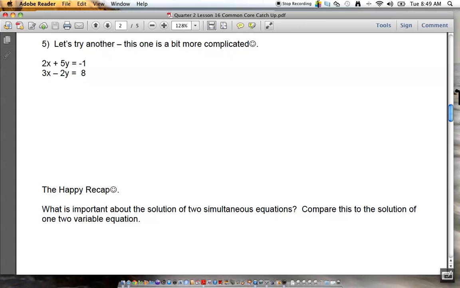No. What you're going to do is say to yourself, I need to get a common number of them. I need to get the same number, like it was a plus 1b and a minus 1b. So when I added them up, they wiped each other out. So I have to find a way to have the same exact number of x's or y's. And I would prefer to get rid of the y's because the signs are different. Life is easier when the signs are different.